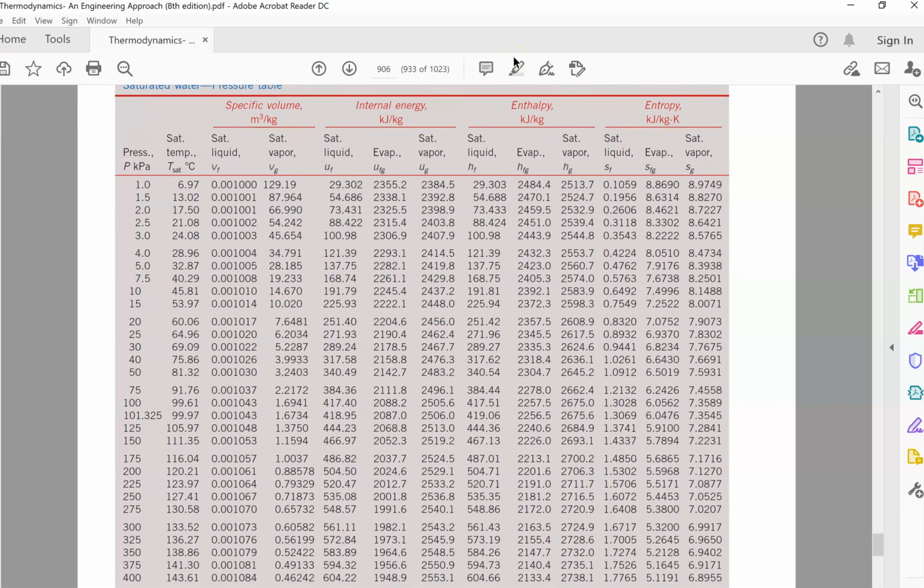Okay, so the question is asking you for the H value. You need to find the H value. Now we have 300. Go to the 300. Oh dear, there are so many H values here. Which one do I take? Okay, which one do you take?